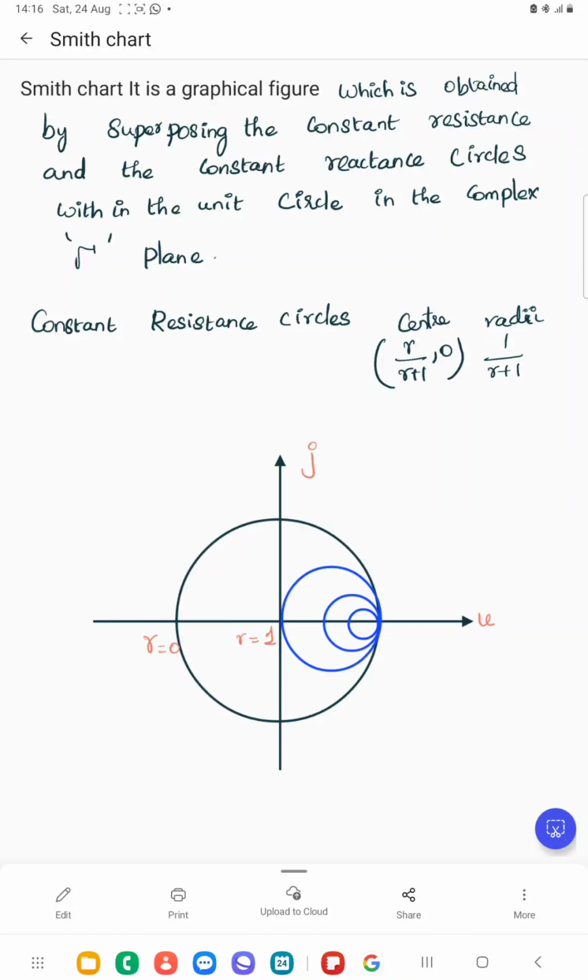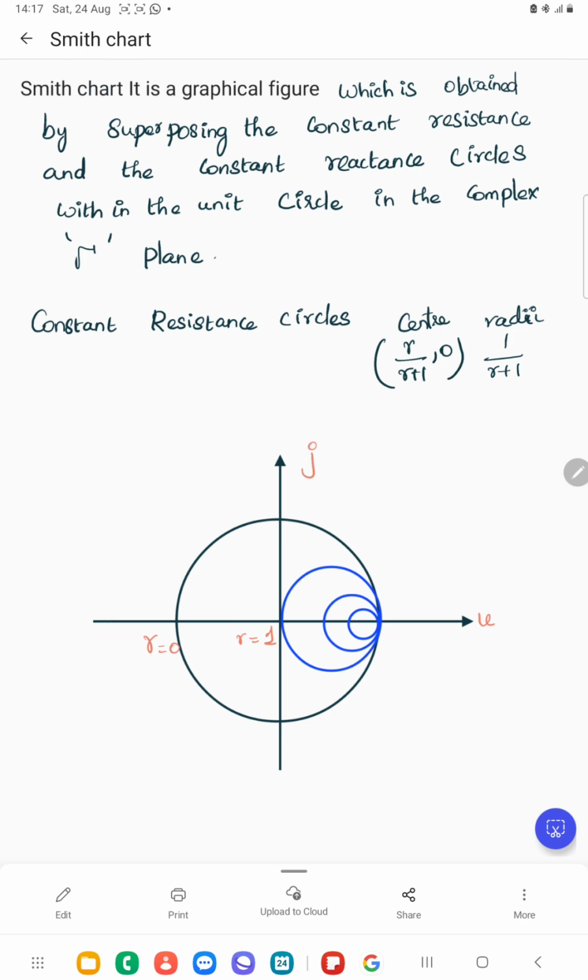Dear students, today we are going to discuss the Smith chart. The Smith chart is a graphical figure obtained by superposing the constant resistance circles and constant reactance circles within the unit circle in the complex gamma plane. Gamma is nothing but the reflection coefficient. This Smith chart was designed by Smith.